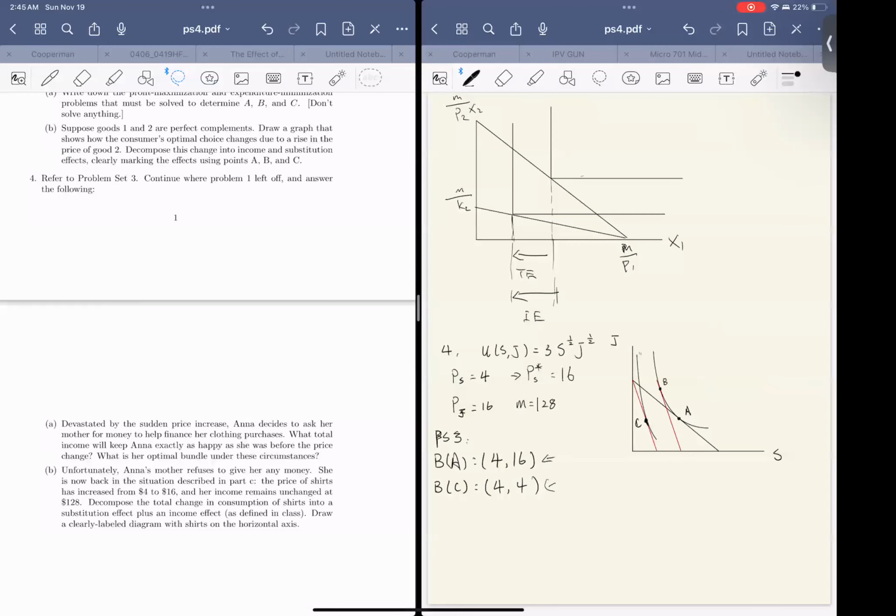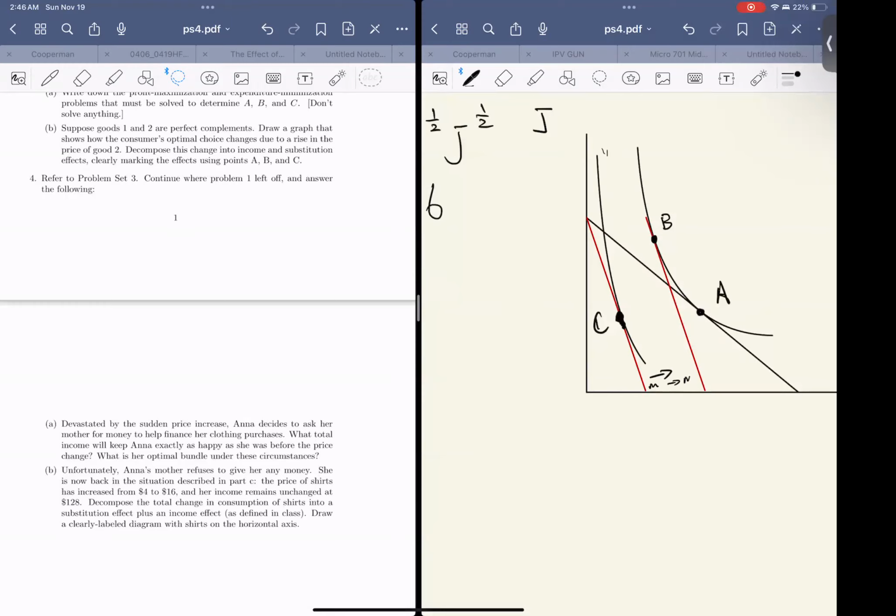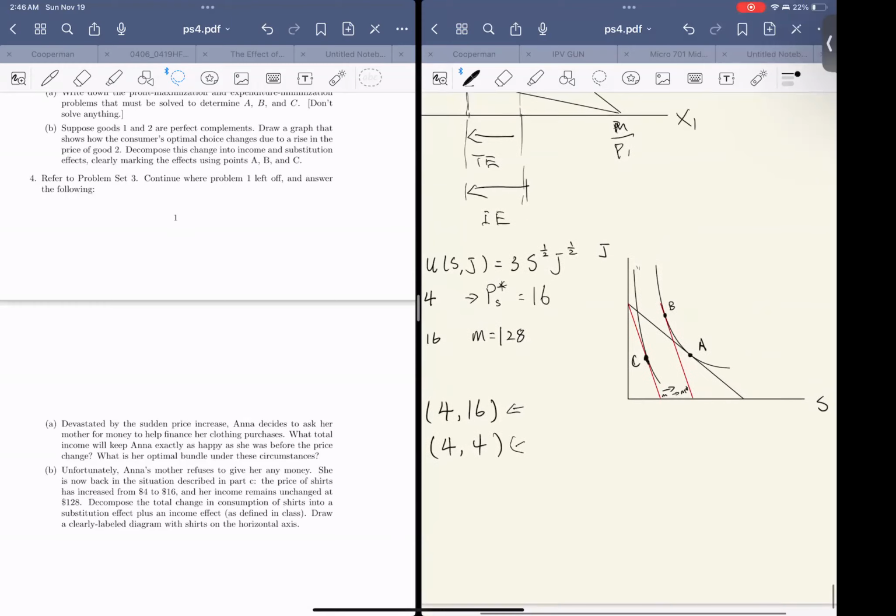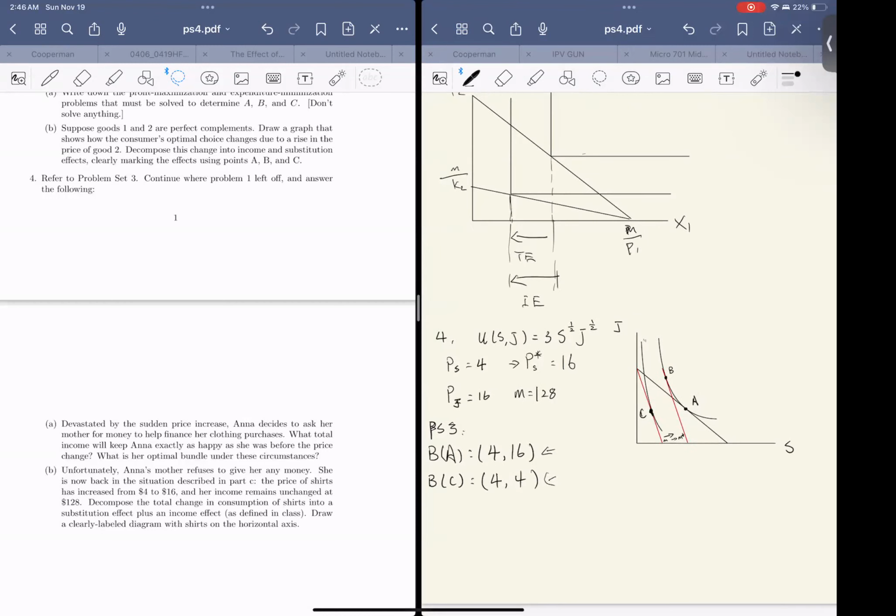Let's look at this problem and try to solve it. For part A, devastated by the sudden price increase, Anna decides to ask her mother for money to help her finance the clothing purchase. What total income will keep Anna exactly as happy as she was before the price change? Right. So in order for us to do that, we need to find out how much the income did increase, M to the M star, right? How much did the income actually increase to get back to the point B, right?